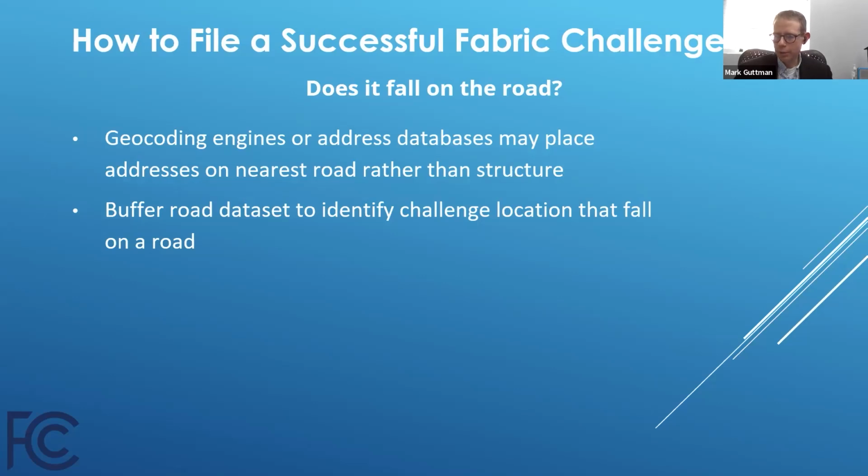In other cases, some E911 data that identifies driveway locations, or is linear referenced, so that it is a distance away from the beginning or the end of a road, will also place address locations near roads and not on the structures. And one way that you can identify this is by searching your challenge data for challenge points within a proximity of a road center line. This could be a buffered distance query within a GIS.